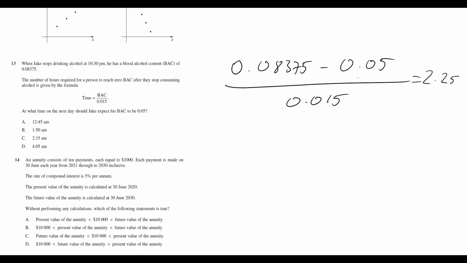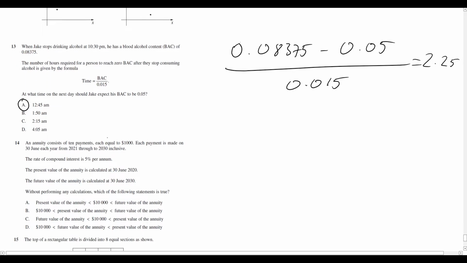from 0.08375 to 0.05. Okay, so now we need to look at the time. So 10:30 p.m. plus 2 hours is going to give us 12:30 a.m. But then be careful with the 0.25. Realistically, that's 0.25 of an hour. So it's a quarter of an hour, so 15 minutes. So that will leave our answer at 12:45 a.m.